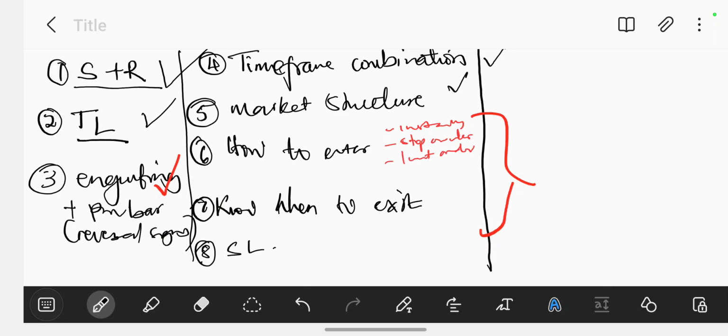Then you know that if you can just master these concepts, all these concepts that are here, then trading price action won't be difficult for you guys. All right, let me move to the next one.